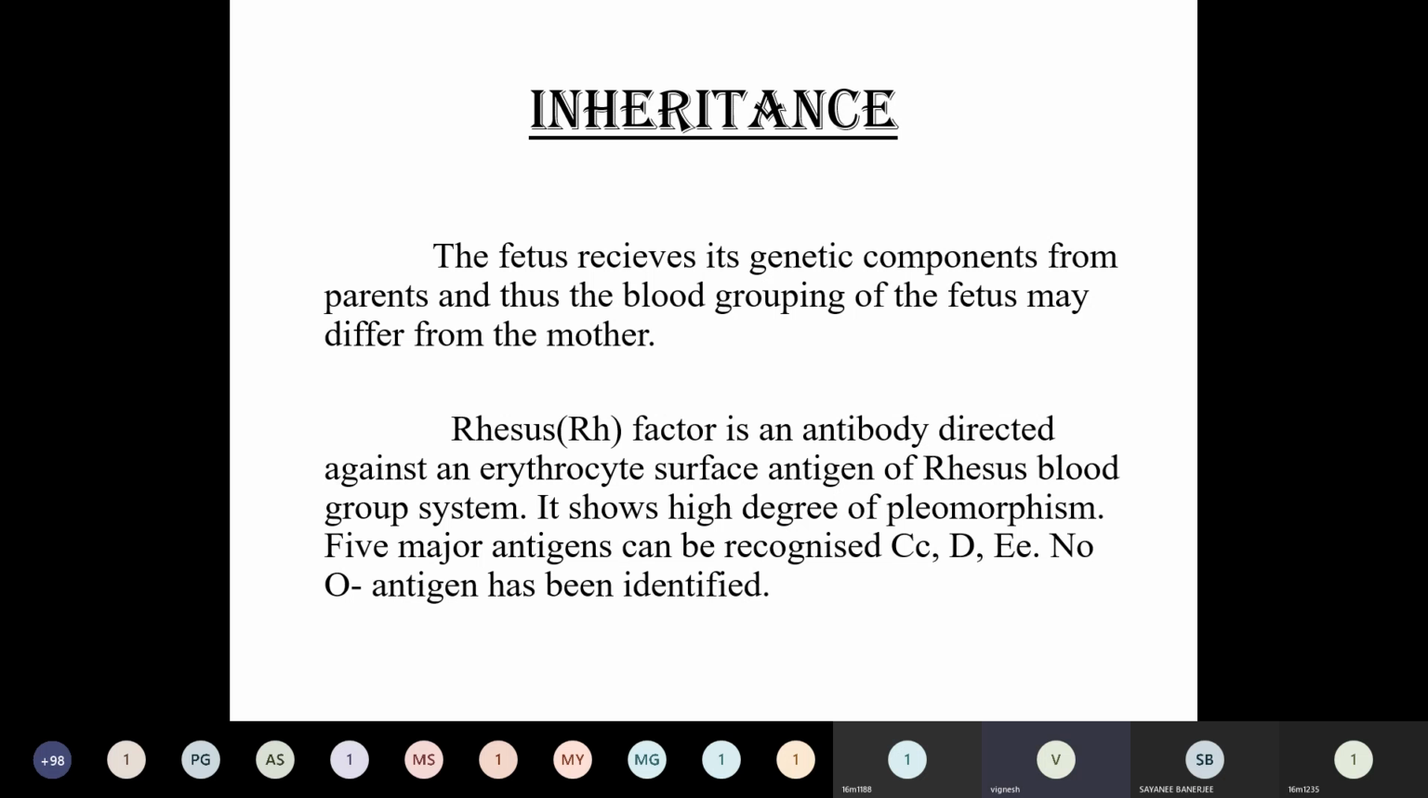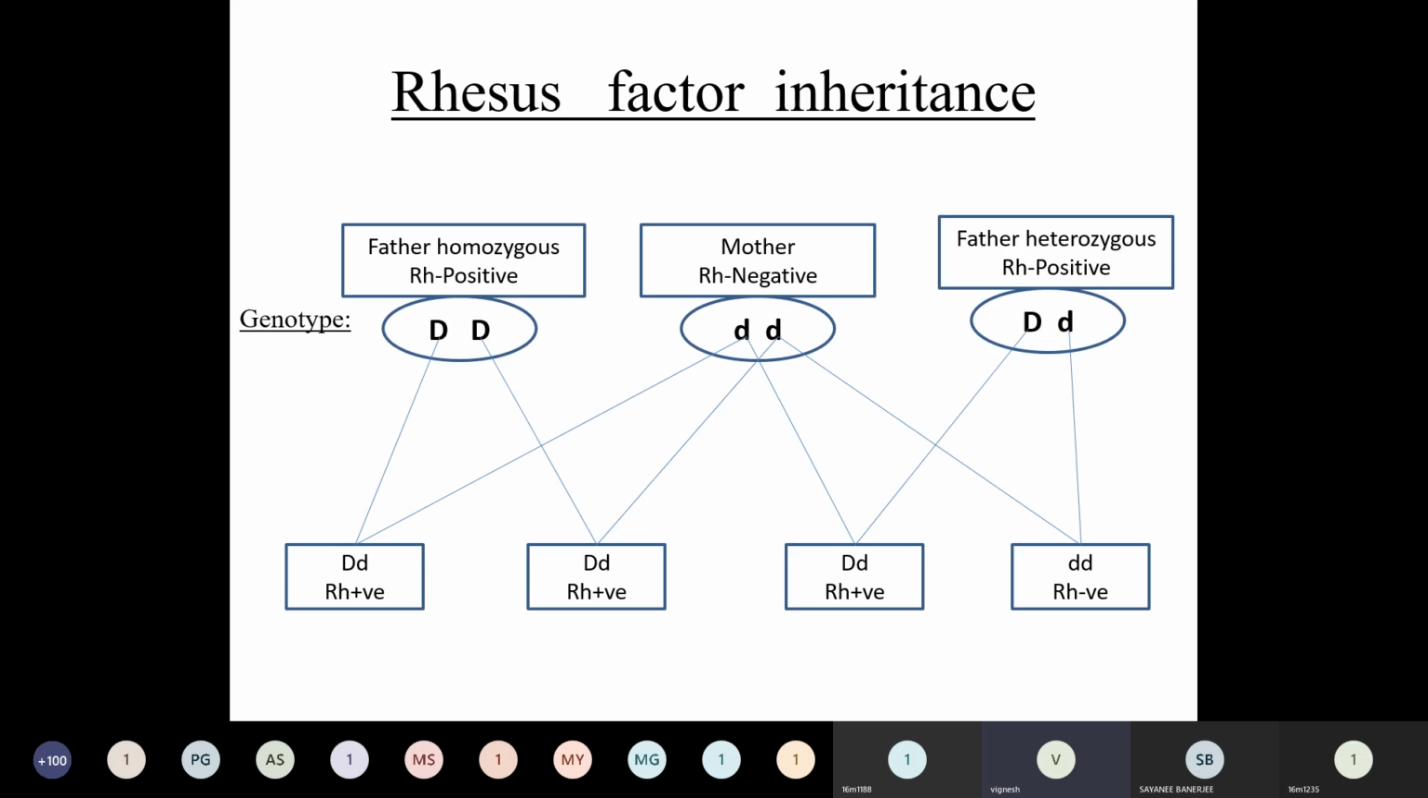The fetus in general receives its genetic components from the parents, and thus the blood grouping of the fetus may differ from that of the mother also. The RH factor is an antibody directed against an erythrocyte surface antigen of the Rhesus blood group system. And this shows a high degree of pleomorphism. 5 major antigens may be recognized. As I told you, it's a capital D, capital C, capital E, small e. No d antigen has been identified, as I mentioned earlier also.